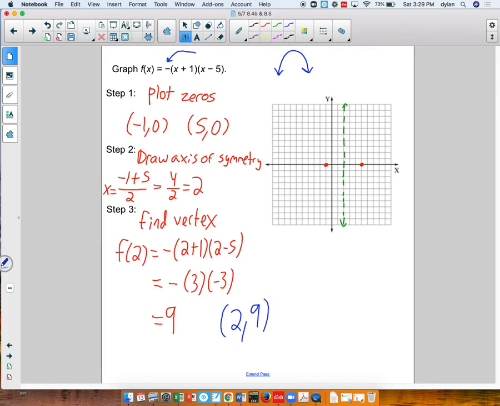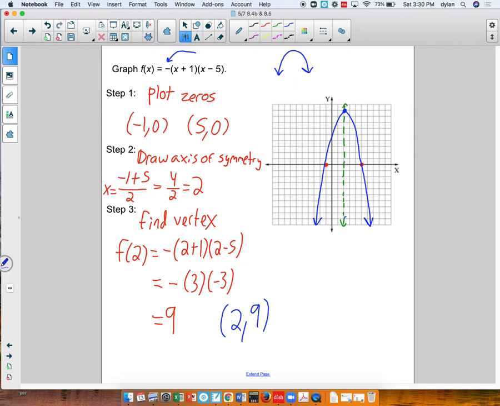So I would come into my graph, put a point at positive 9, and then I'm going to draw in my function through those points. And I can see that it opens downward as I expected, which is a good sign. It tells me I probably did this problem right. And we can see our x-intercepts there as well as our vertex.